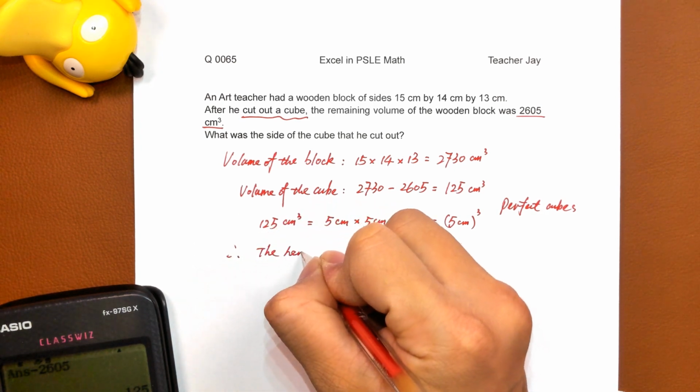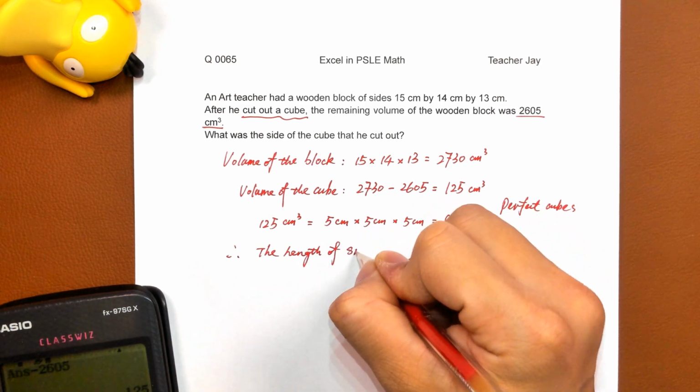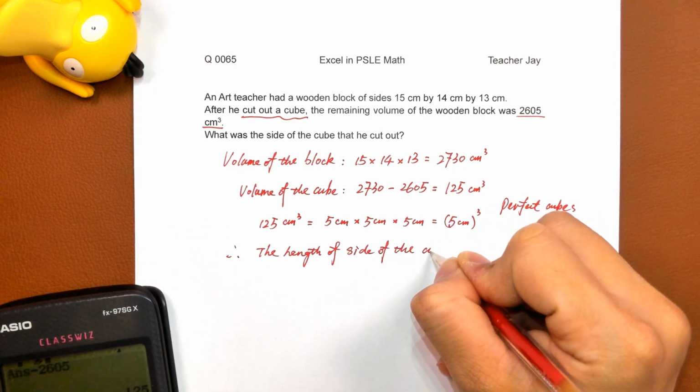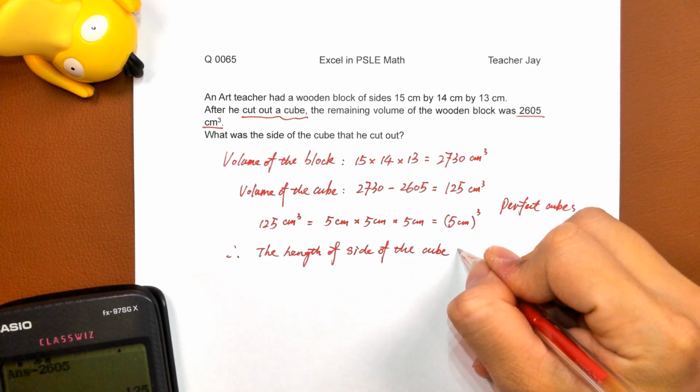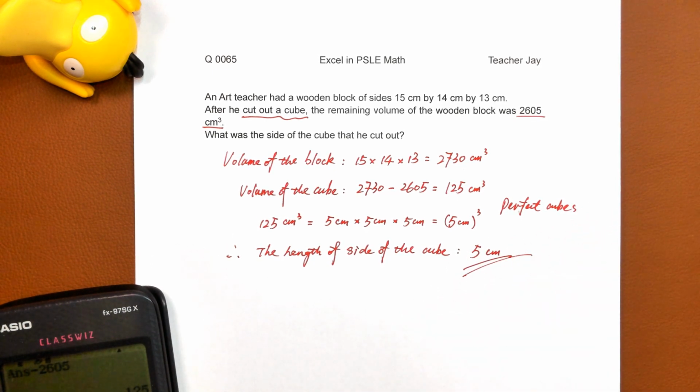the length of side of the cube is 5 centimeters. This is the answer to the question.